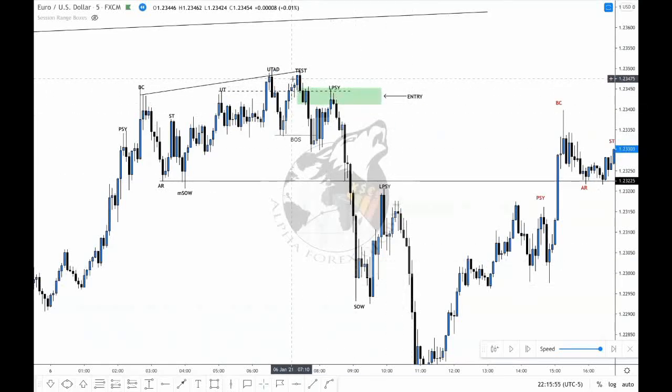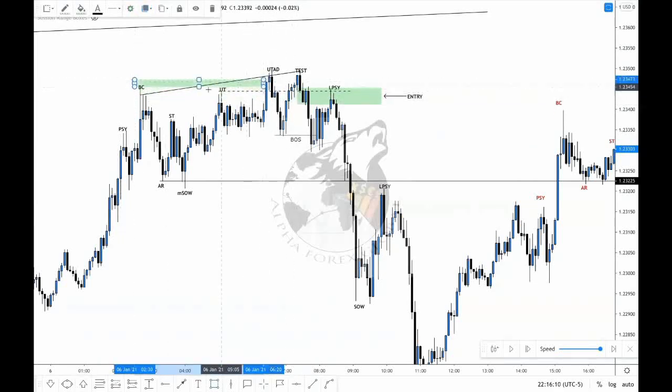So in accumulation, the UTAD would be acting as a spring. This is basically the last point right here where it acts as a liquidity grabber. So it takes liquidity from all previous structures.